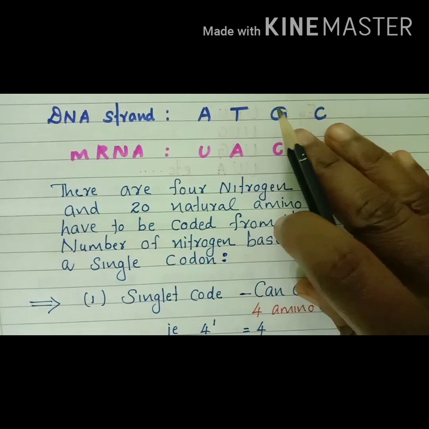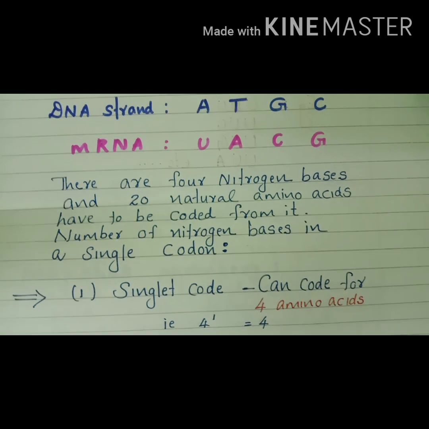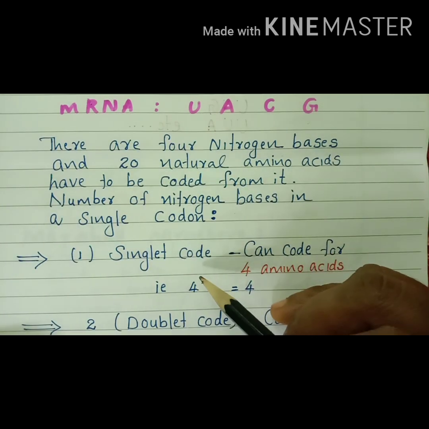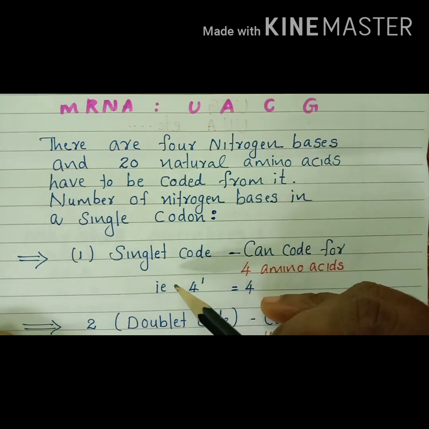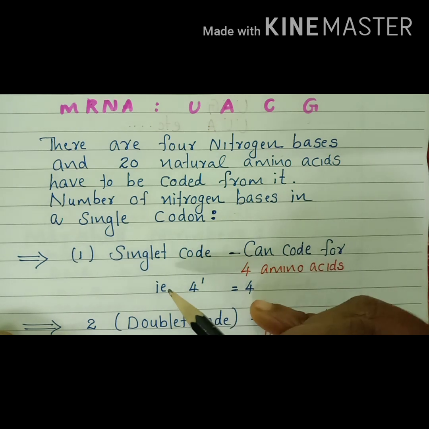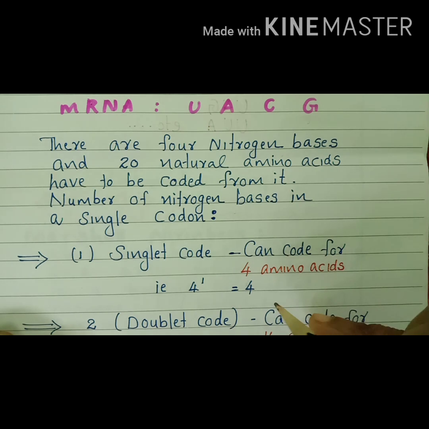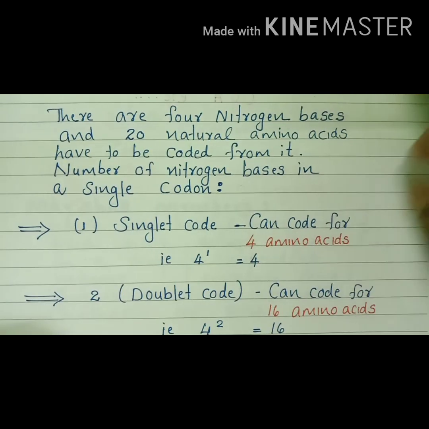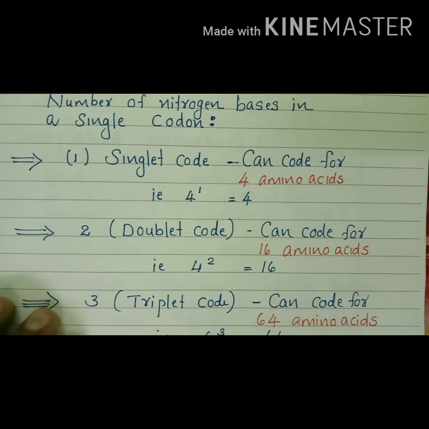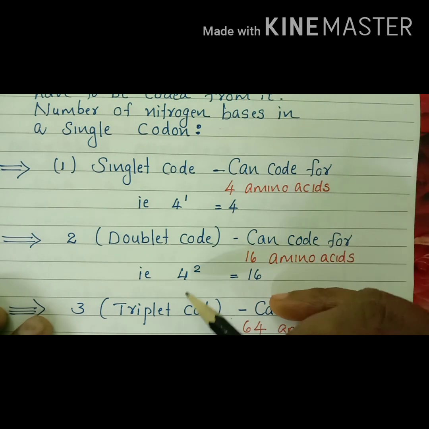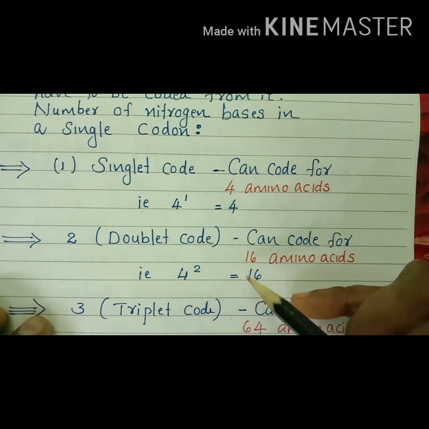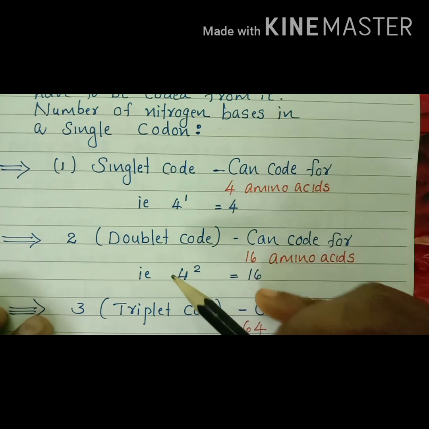Suppose the codon consists of a single nitrogen base, that can code for only 4 amino acids because only 4 codons are there. If they exist in a single form, we can see the formation of only 4 amino acids. But 20 amino acids have to be formed. So this was neglected. Second, if it is a combination of 2 nitrogen bases, that means a doublet, it can code for 16 amino acids, 4 raised to 2, that will constitute 16, that means AC, AG, AU, AA.